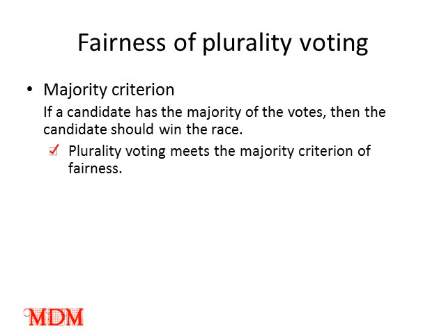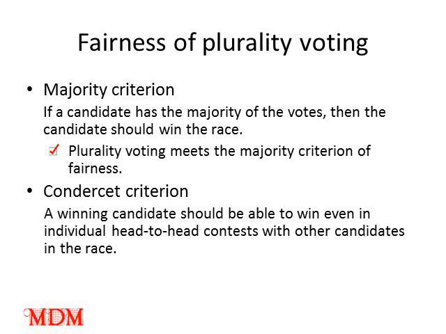The plurality method does satisfy the majority criterion of fairness, because if a candidate were to get a majority of the votes, then it's clear the candidate received the most votes and should win. The next standard of fairness is called the Condorcet criterion, and it refers to the standard that the preferred candidate would still win if they had a head-to-head comparison with any other candidate.